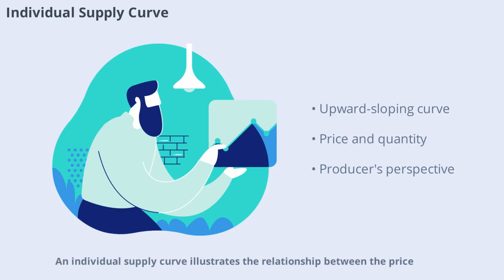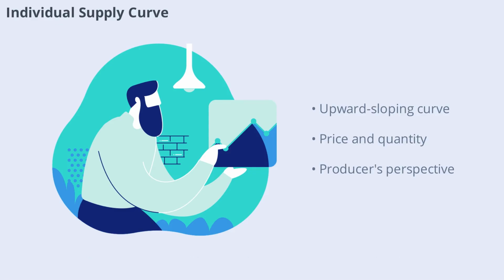Individual supply curve illustrates the relationship between the price of a good and the quantity supplied by a single producer. On a graph, the curve typically slopes upward, showing that as price increases, the producer is willing to supply more. This reflects the incentive for higher profits at higher prices. The individual supply curve is a building block for understanding how all producers together shape the market.